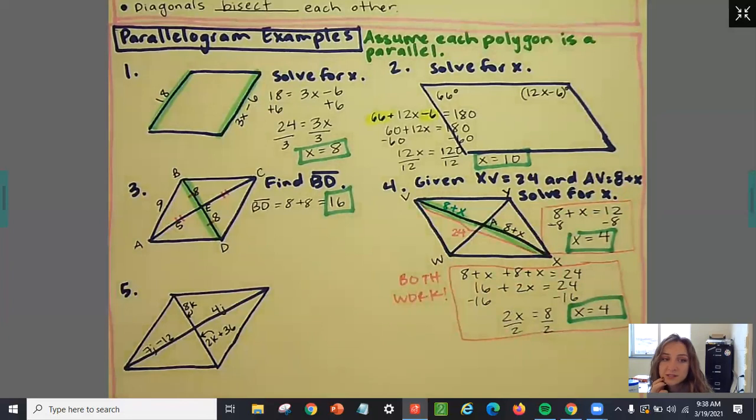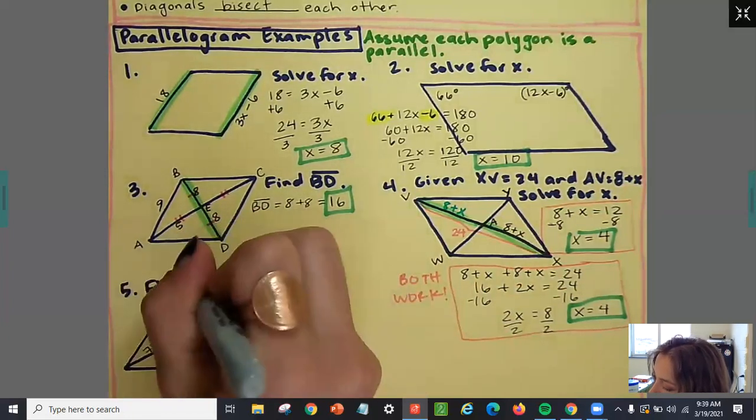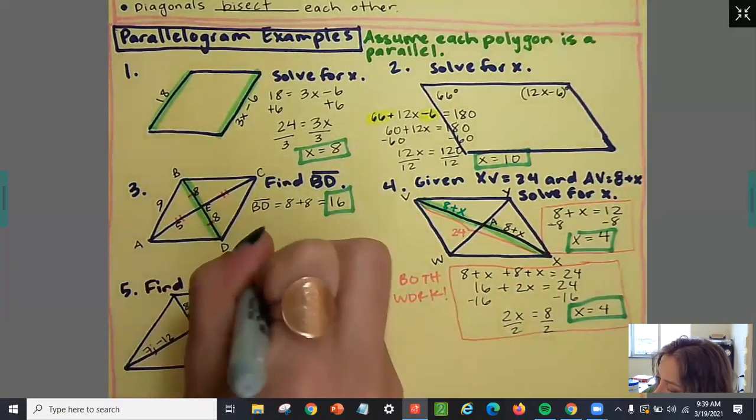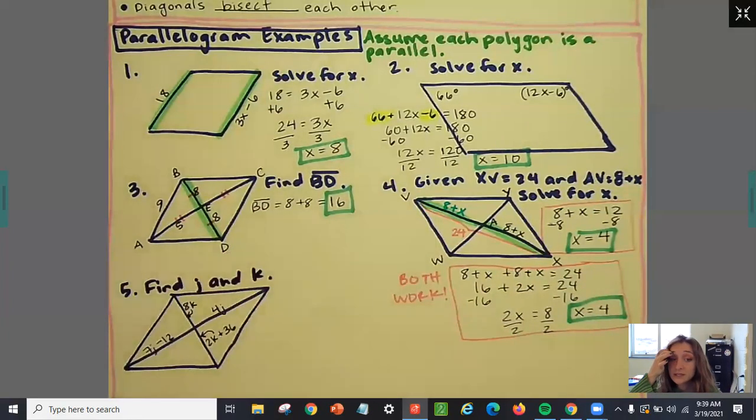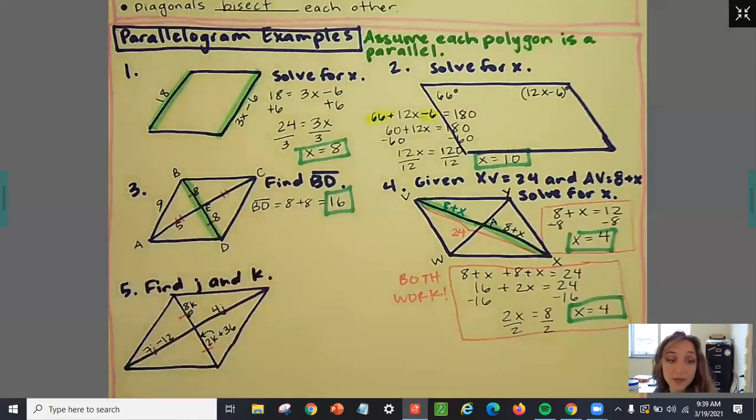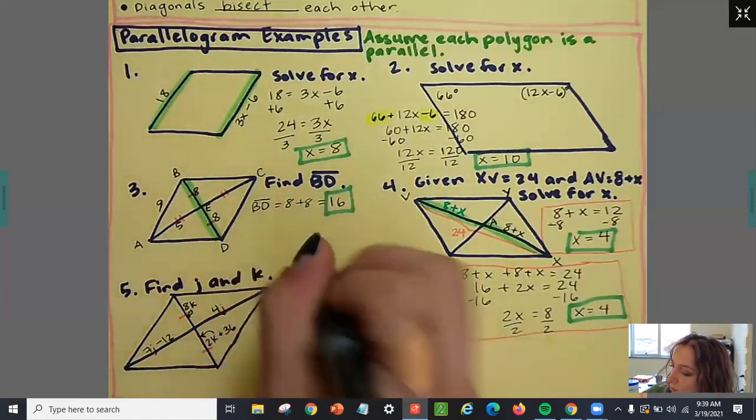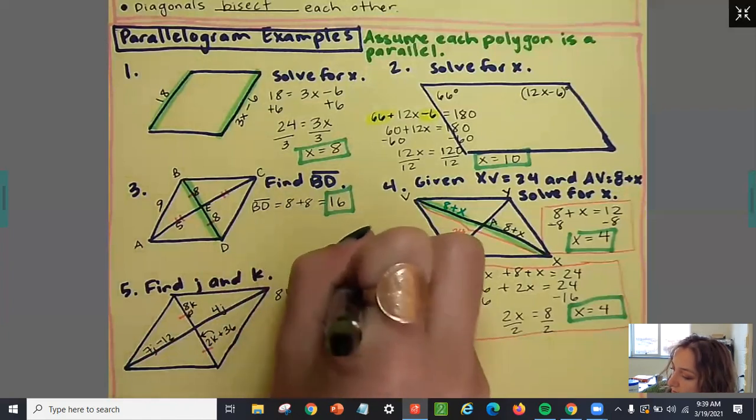Okay, so let's look at this last problem now, problem number 5. And I forgot to write the instructions for this one, but we are finding J and K. All right, so let's look at this example. We are finding both J and K. So first, let's just find K. So I know that the diagonals bisect each other, so those two things are going to be equal. So let's set 8K equal to 2K plus 36.